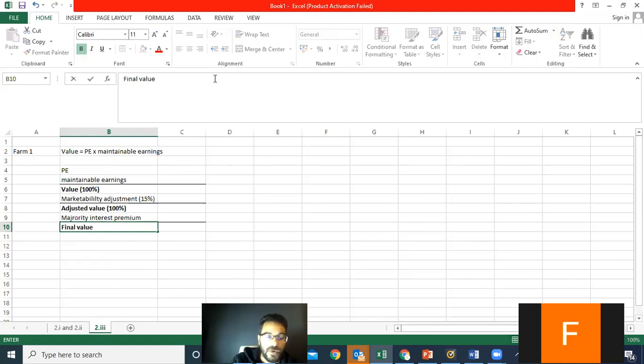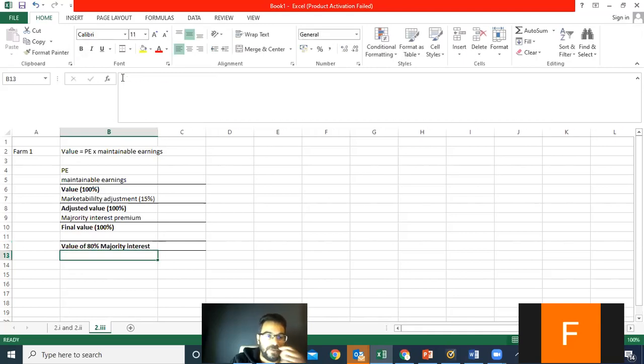Okay, then we get a value which is still 100%. But remember, what are we trying to get? We are trying to get our stake that we need to pay. So what is the value that we need to pay, based on what we're going to be paying? So therefore we're going to say value, and here we're going to say 80%. So we want 80%. So now we have 100%. We will now work out an 80% majority interest. So that is the structure basically.